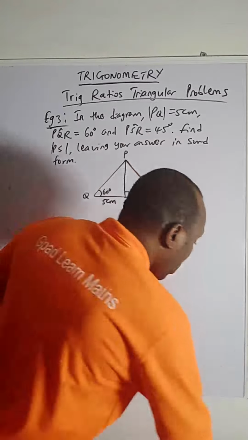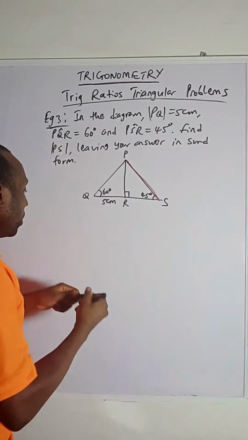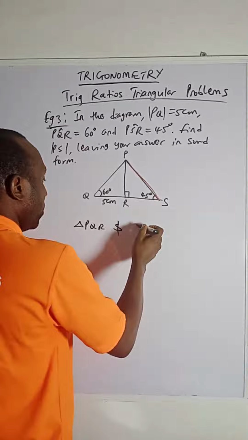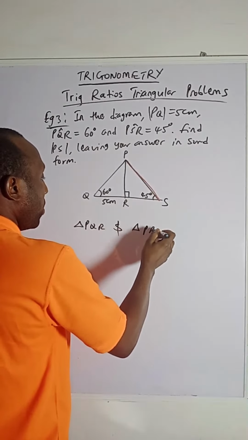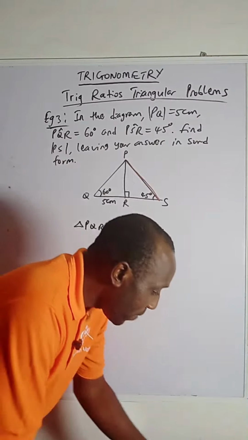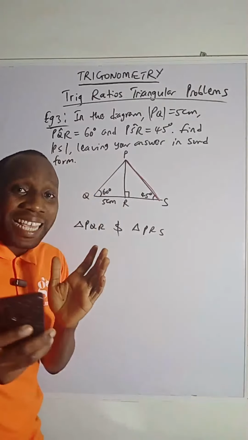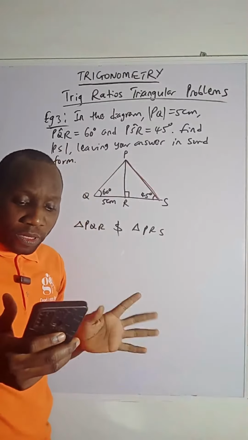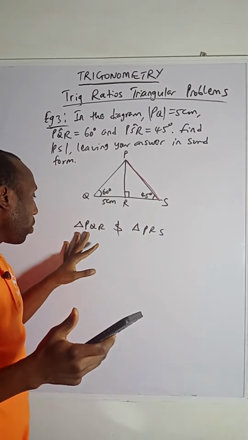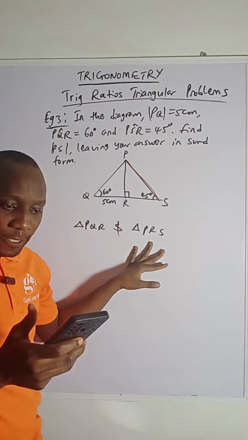What is common between the two triangles, triangles PQR and PRS? Who can tell me? There's something common between the two triangles. If you know, type it in the comment. There's something, or should I say there's a side common to both triangle PQR and triangle PRS. What is that?